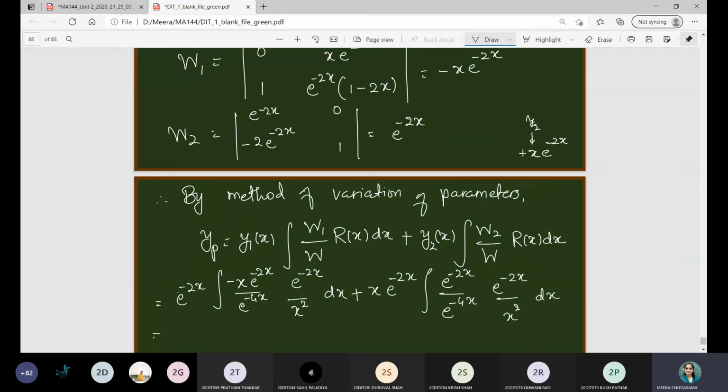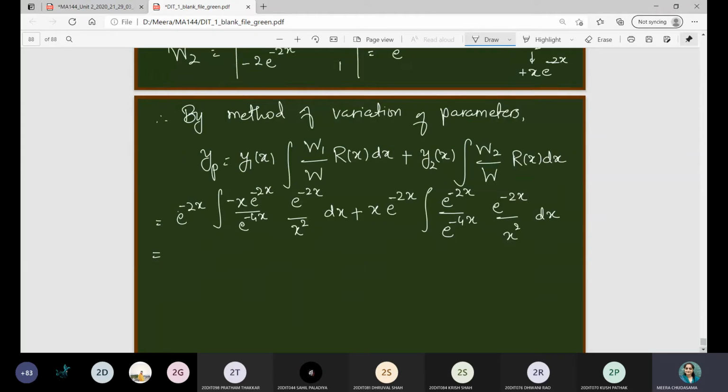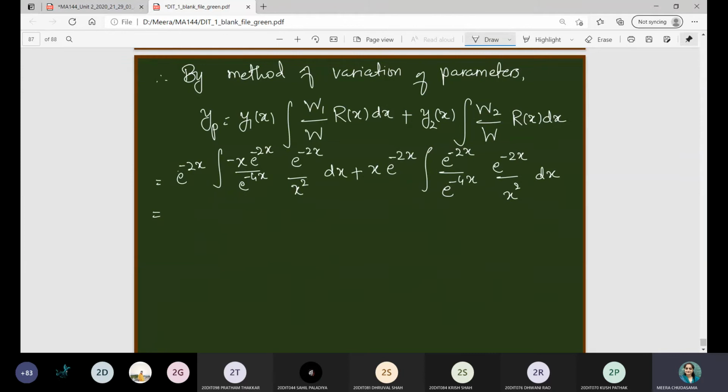I have already told you in the previous class also, don't consider this kind of cancellations because remember there is an integration sign in between. So you cannot consider such type of cancellation, right? But you can see that e raised to minus 2x and e raised to minus 2x, two functions are in the numerator which will be cancelled out with this denominator, right? And here also the same quantity will be cancelled out.